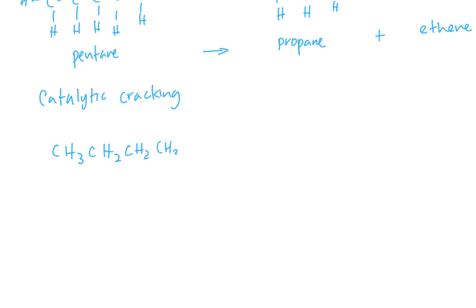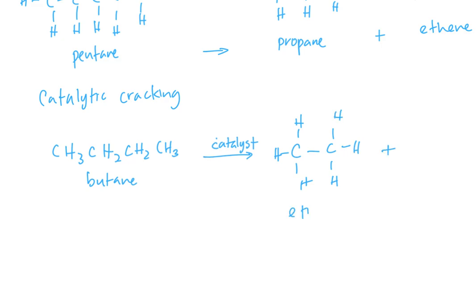So I start off with butane, and then butane. Now here's the thing. This does take place with a catalyst. So you list your catalyst above your arrow. And what you can end up with, if I use butane, I can end up with ethane. So there's 2 of my carbons gone. And I can end up with ethane.